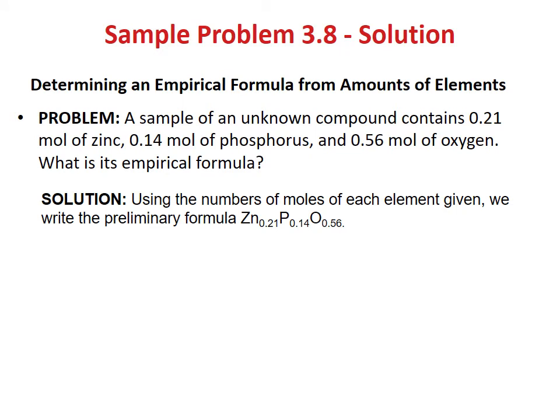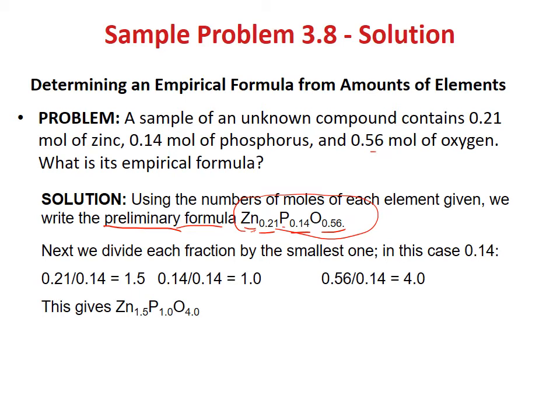We first use the numbers of moles given. We write the preliminary formula, which is zinc 0.21 moles, phosphorus 0.14, oxygen 0.56. So this is called the preliminary formula that comes from the numbers given. Next, we divide each fraction by the smallest one. In this case, the smallest one is 0.14. So each number is divided by 0.14. The first one gives you 1.5, the second one just 1, and the third one gives you 4.